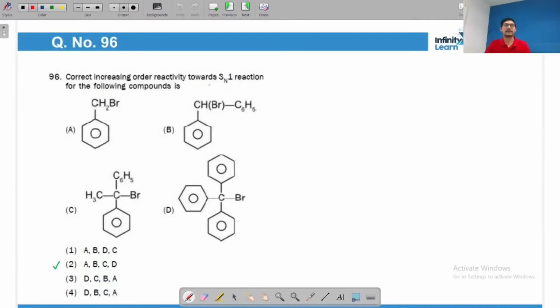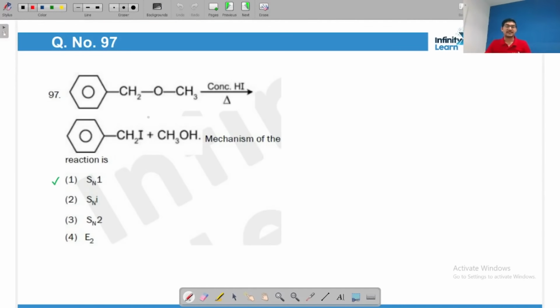Correct increasing order of reactivity towards SN1. Yes, this is primary benzyl. This is benzyl and two phenyl groups. This is two phenyl groups and one methyl group, and this is triphenylmethyl carbocation. It will give. So yes, they are in the correct increasing order of stability. So A, B, C, D.